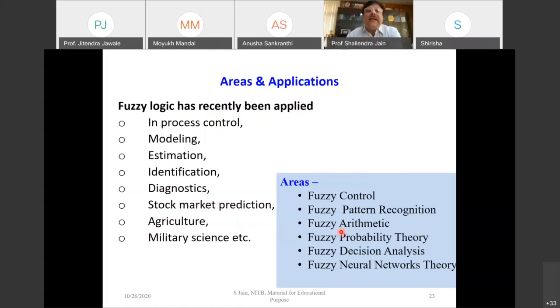Now, before we go further, let me discuss the areas and applications where we use fuzzy logic. So fuzzy logic is used for decision making and control in process control, modeling, estimation, identification, diagnostics, stock market prediction, agriculture, military science. And there is no area left untouched where we are not using fuzzy as an AI technique for decision making and control. And these are basically named as either fuzzy control or fuzzy pattern recognition, fuzzy arithmetic, fuzzy probability, fuzzy diagnostics, fuzzy neural network theory, etc.